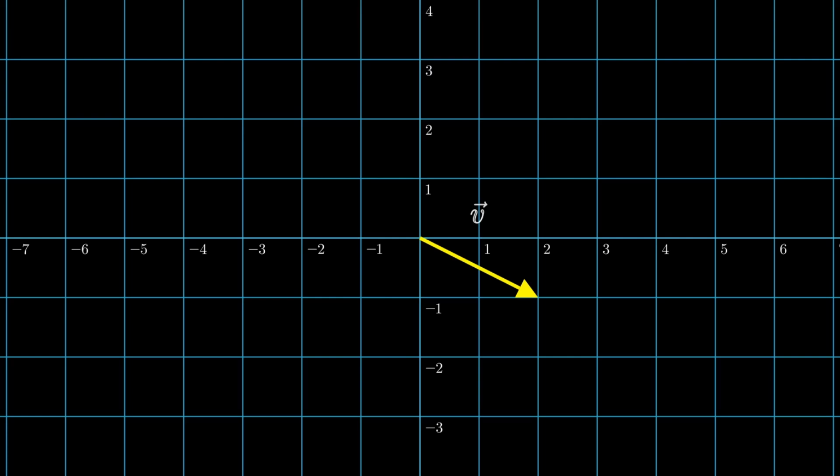Another important operation is scalar multiplication. This just involves multiplying a vector by a number. What happens here is that the vector is either stretched or shrunk, depending on whether the scalar is greater than or less than 1. If the scalar is negative, the vector reverses the direction.